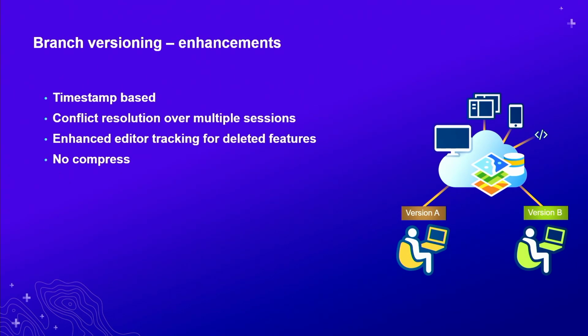We have made some enhancements to branch versioning. It's timestamp based, meaning you get geodatabase archiving for free. Something unique to branch versioning is the ability to resolve conflicts over multiple sessions. You're no longer required to resolve all conflicts immediately after reconcile. There's enhanced editor tracking for deleted features that does not exist with traditional versioning. And unlike with traditional versioning, branch versioning does not require a compress to be executed regularly.